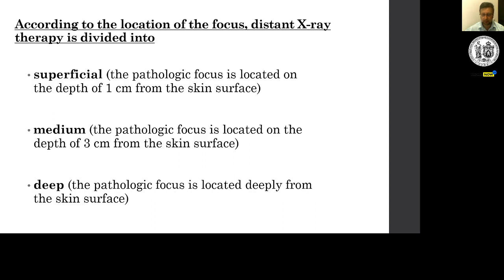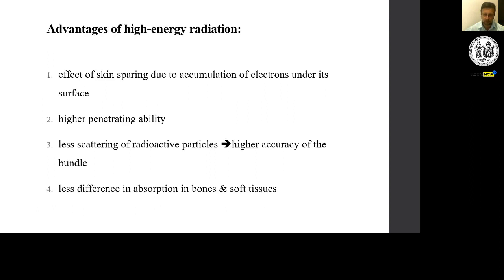According to the localization of the tumor, distant X-ray therapy is also divided into: first, superficial, if the pathologic focus is located at a depth of 1 centimeter from the skin surface; medium, if the pathologic focus, meaning tumor, is located at a depth of 3 centimeters from the skin surface; and deep, if the pathologic focus is located deeper from the skin surface, 10-15 centimeters. Now we will talk about the advantages of high energy radiation.